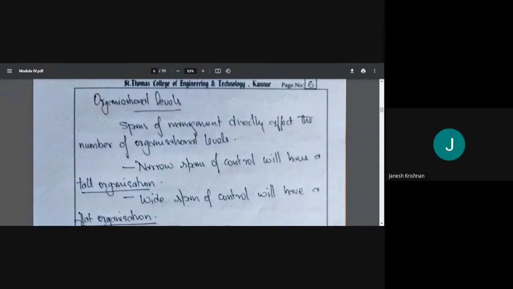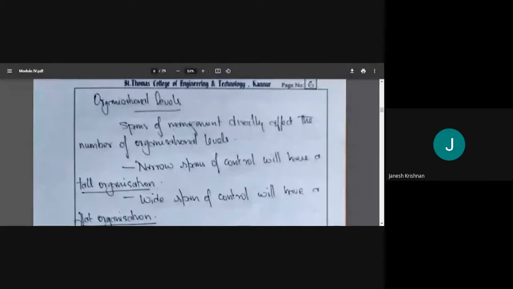Okay, so we have started with the fourth module, and it is about organization. We discussed what organization is, and what is the span of organization or control?